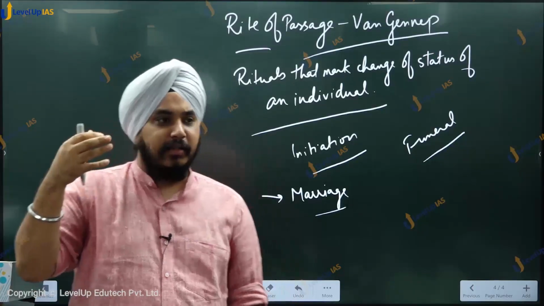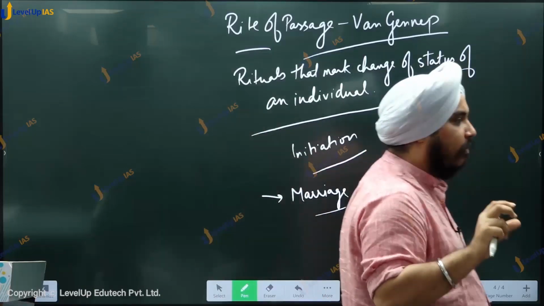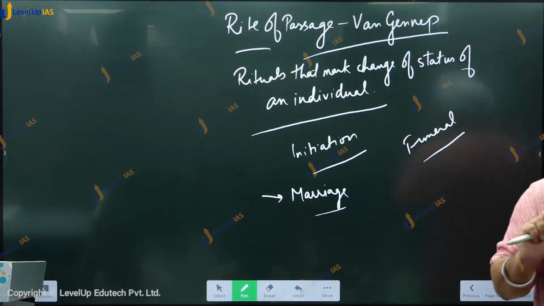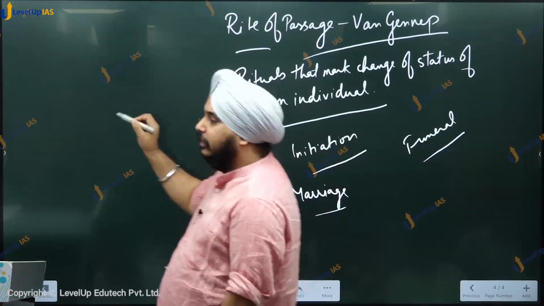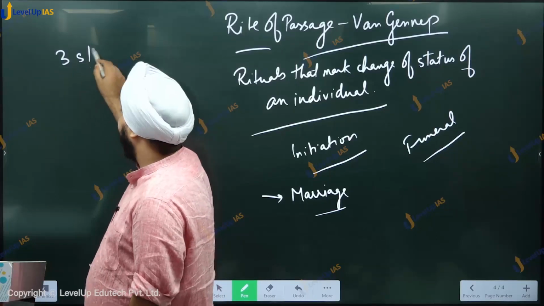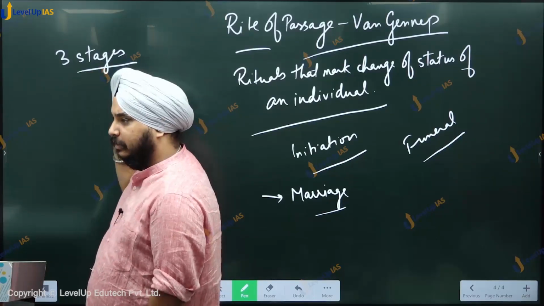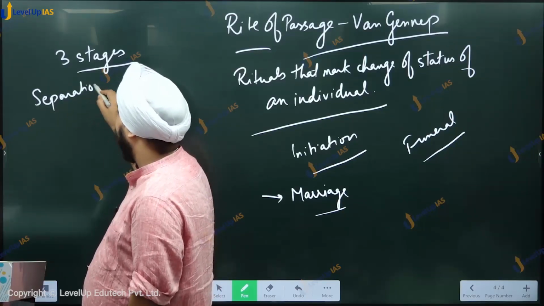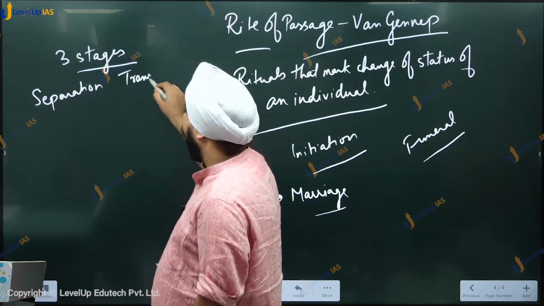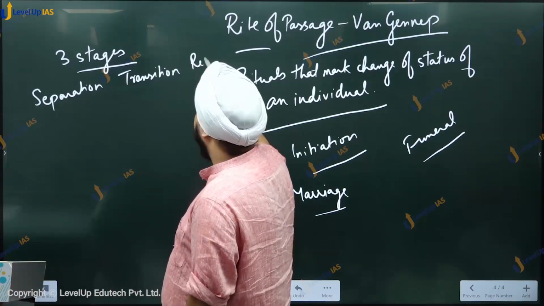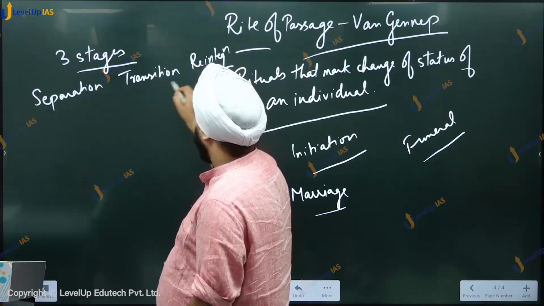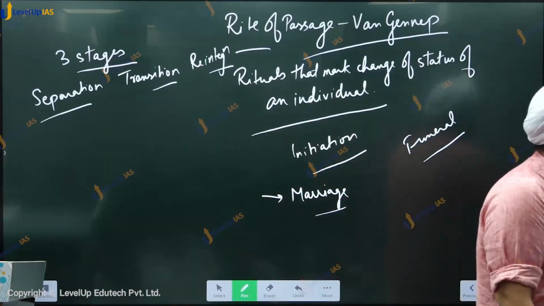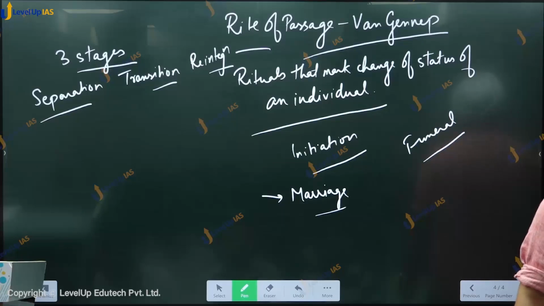Okay, so these are the rites of passage, those rituals that mark the change in the status of the individual. Here Van Gennep highlighted three stages in rite of passage. The first one is separation. The second is transition. And the third is reintegration. Separation, transition, and reintegration.